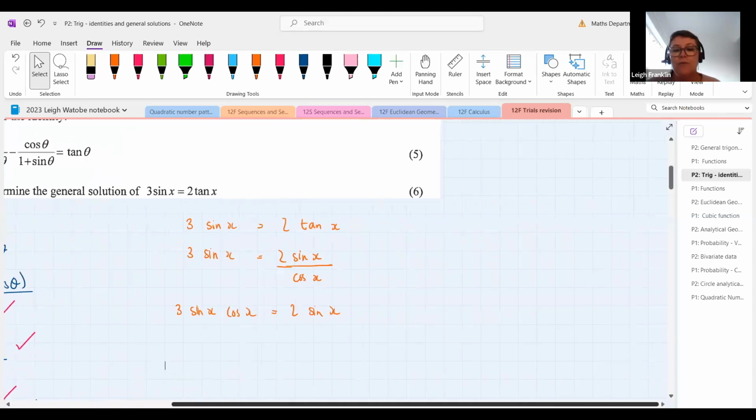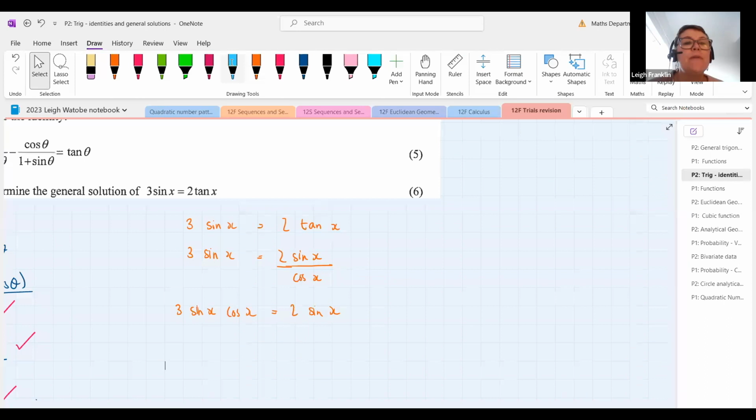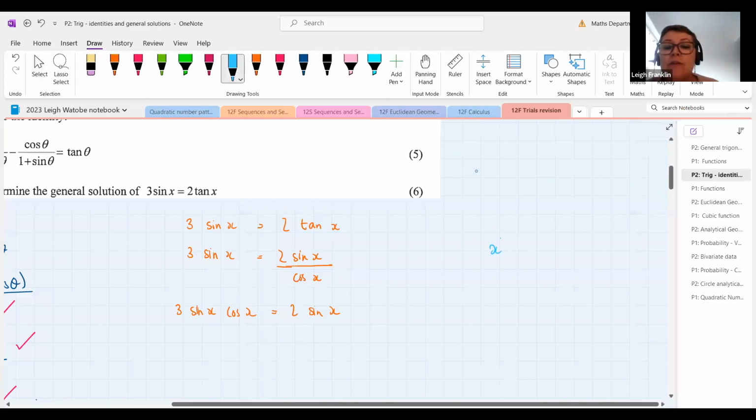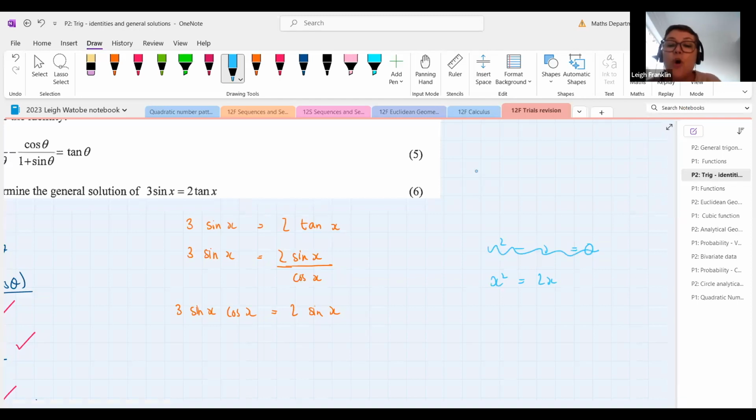Imagine you were solving a normal equation, not a trig equation, and you had something like this: x squared plus 2x equals 0, or better yet, x squared equals 2x. Let's say you had that. Would you divide by x on both sides? So if we're looking at the blue, would I divide by x on both sides? Can I do that? No, I can't do that.